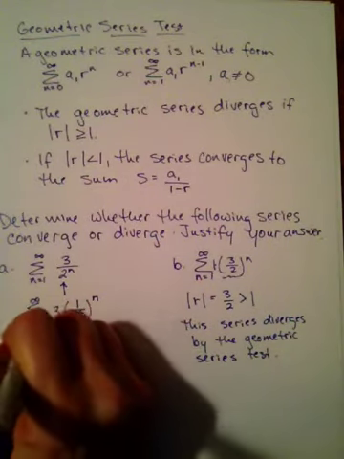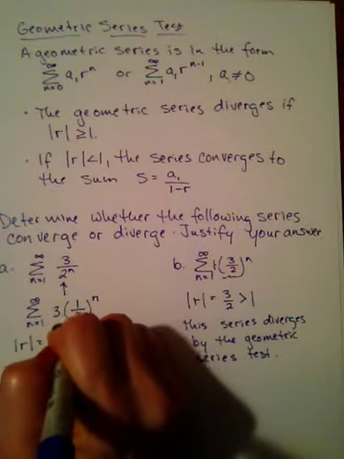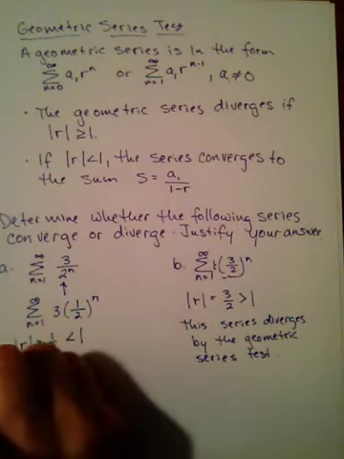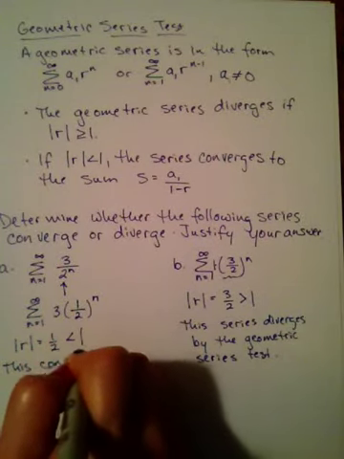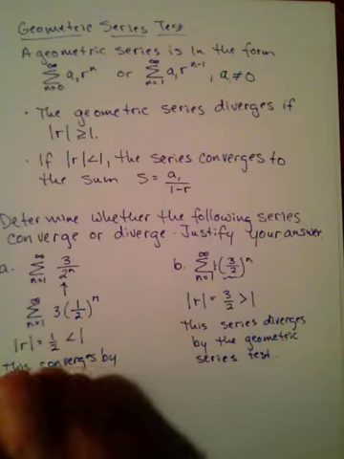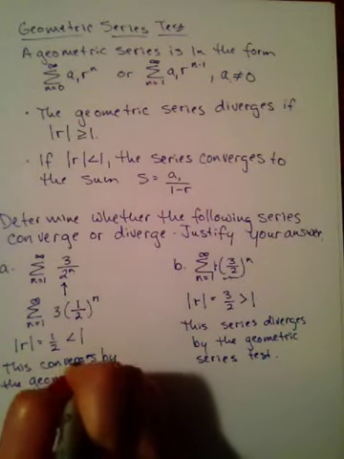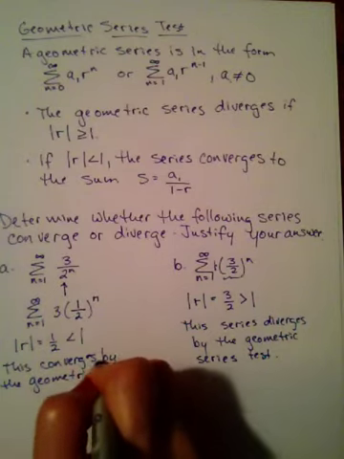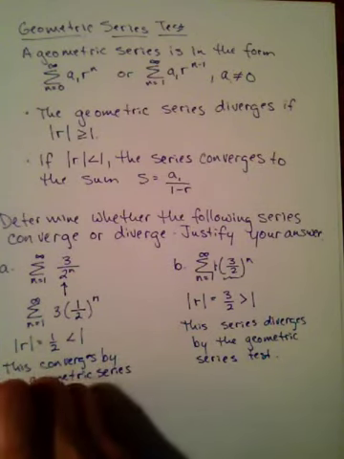So the absolute value of my r equals 1/2. And what's important about that is that it's less than 1. So this series converges by the geometric series test. And if that's all they ask you, you are done. If they ask you for convergence or divergence.